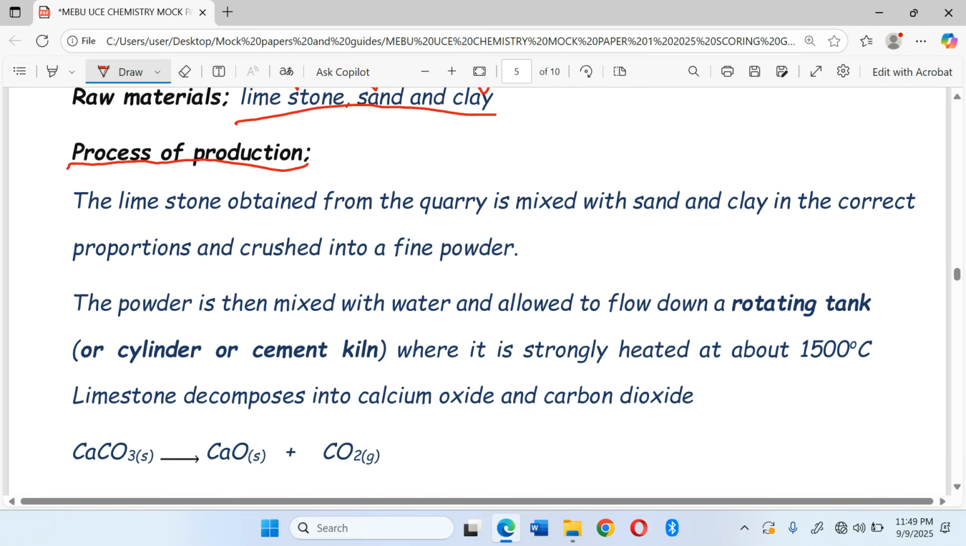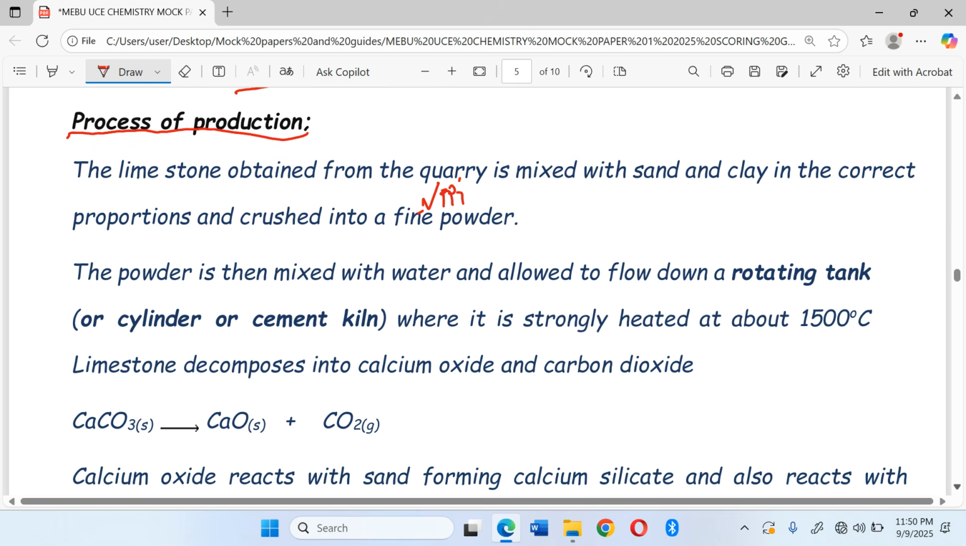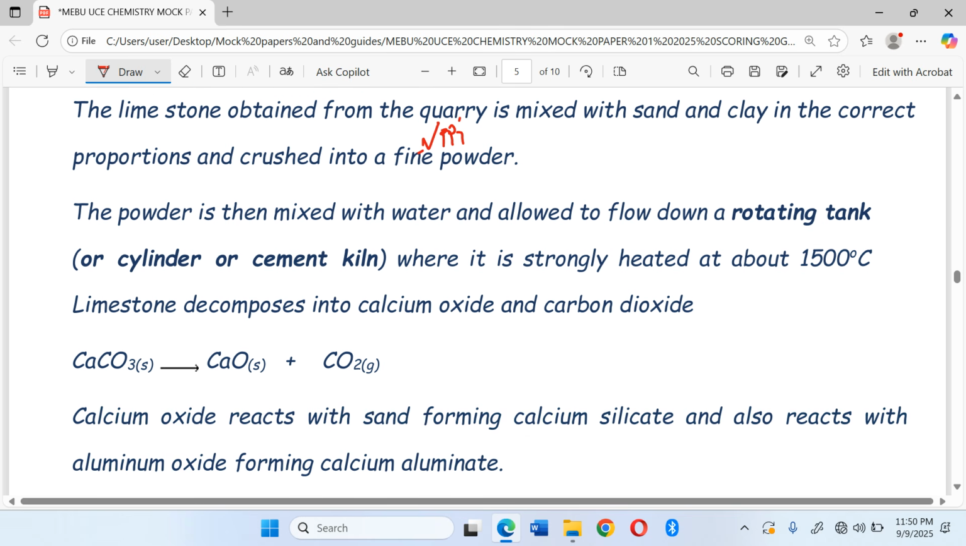Process of production. The limestone obtained from quarry is mixed with sand and clay in the correct proportions and crushed into fine powder. So here we are just crushing it into fine powder. This is our physical process identified. Then the powder is mixed with water and allowed to flow down in the rotating tank.